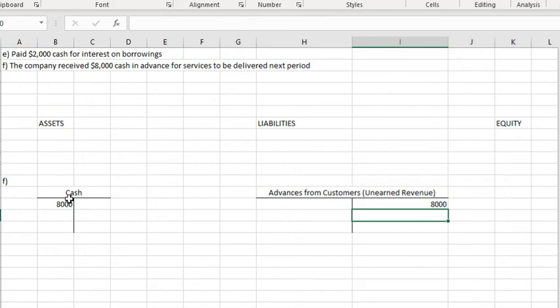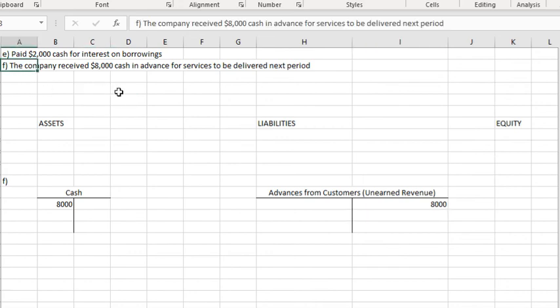Now this transaction may seem counterintuitive. In our daily lives we tend to think that whenever we receive cash we recognize that as a revenue. In accounting it doesn't work that way. In accounting, in order to recognize the revenue, you need to deliver the products and services. And in transaction F, we know that we just received the advance payment and we haven't delivered the services. As a result, we are going to record that as unearned revenue.